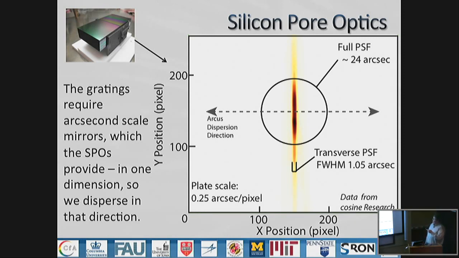So we have one of those. This is a single silicon pore optics beam size, and you'll see it's basically an eye of Sauron. But in this axis, it's only about an arcsecond in width. So that's the direction that we choose to disperse along, and so we end up with a big, broad beam that we're selecting through, but we still get the arcseconds that we need.